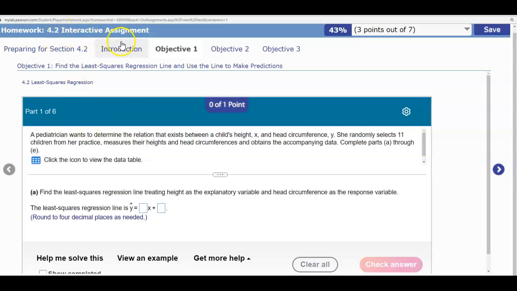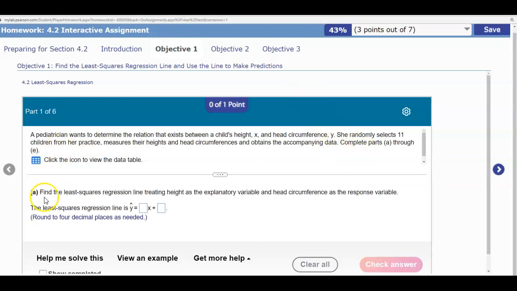Section 4.2 Interactive Assignment Objective 1. A pediatrician wants to determine the relation that exists between a child's height, x, and head circumference, y. She randomly selects 11 children from her practice, measures their heights and head circumferences, and obtains the accompanying data. We're going to complete parts A through E.